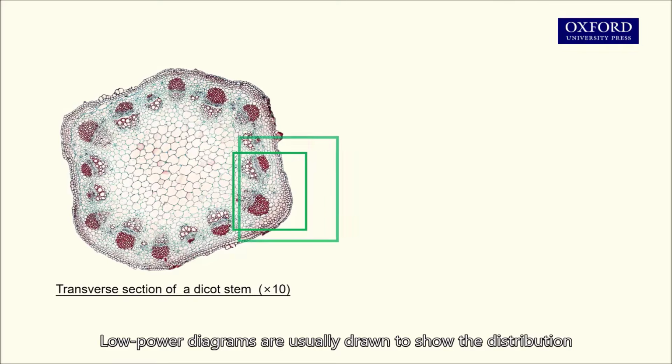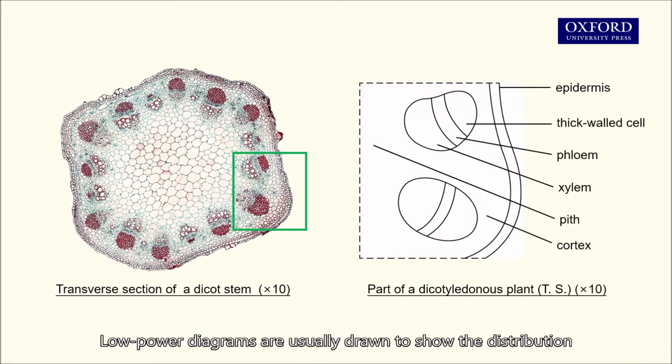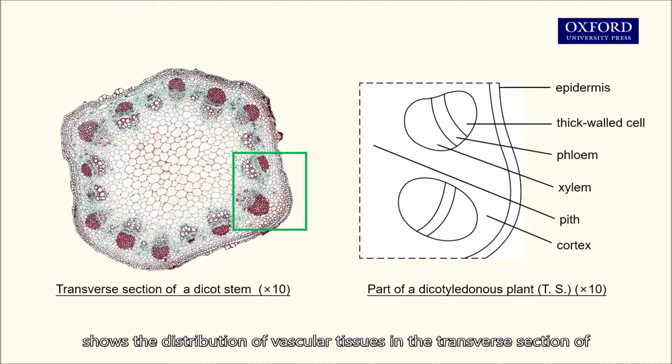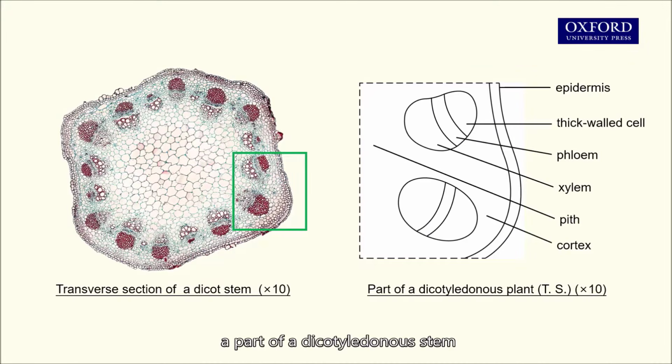Low-power diagrams are usually drawn to show the distribution and proportion of different tissues in a specimen. For example, the low-power diagram on the right shows the distribution of vascular tissues in the transverse section of a part of a dicotyledonous stem.